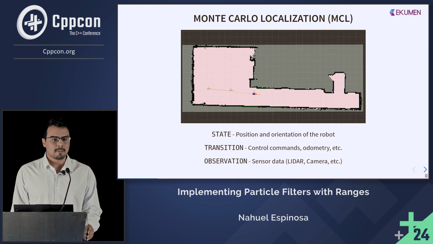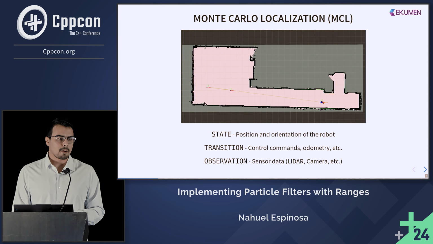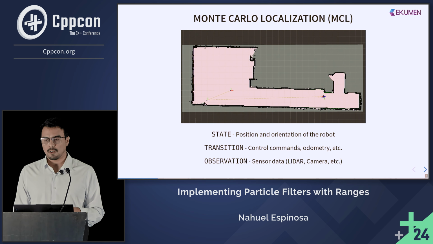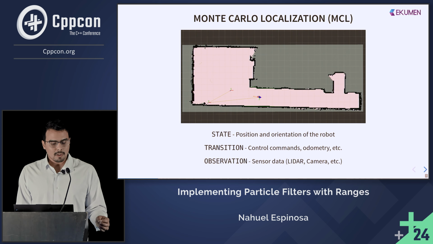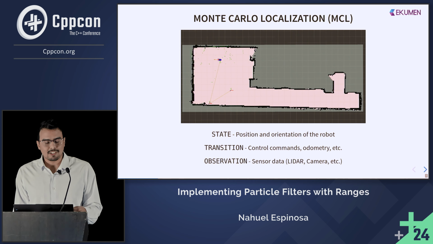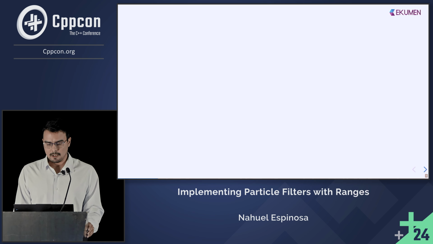Monte-Carlo localization algorithms are particle filters applied to the robot localization problem. So the state we're trying to estimate is the position and orientation of the robot in the map, and the transition data comes from control commands or odometry, and observation data comes from sensors like LiDAR, cameras, or others. This is MCL in action.